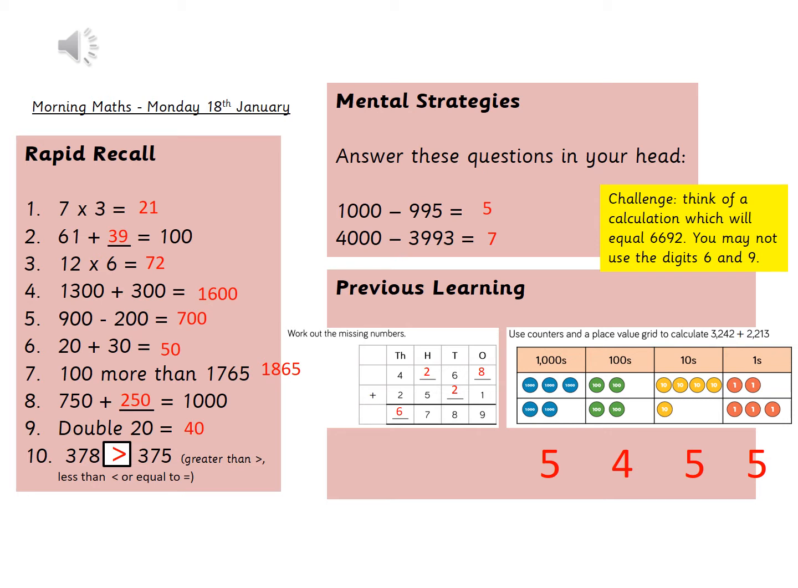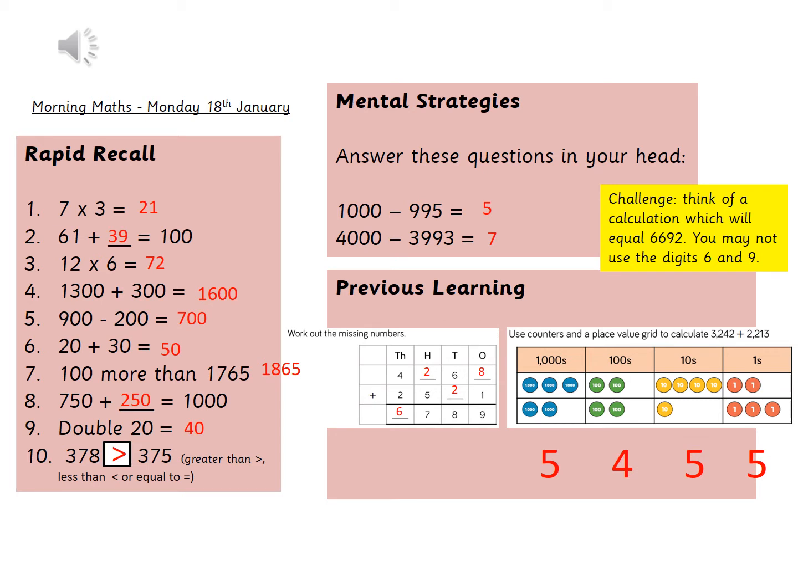In terms of the mental strategies, when you first look at these, you may think that you need to do some written calculations because the numbers involved are very, very big. They're all 4-digit or large 3-digit numbers. However, if you look closely, you'll see that the difference between each number is actually quite small. So 1000 take away 995. The number 995 is actually very, very close to 1000.